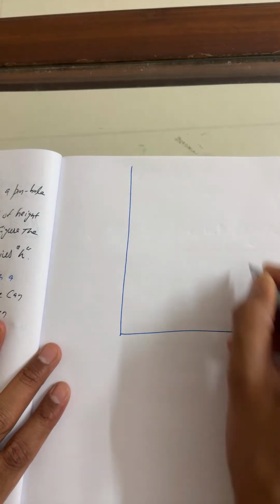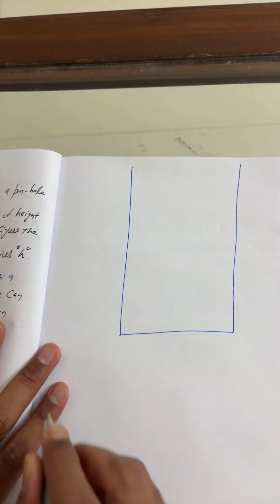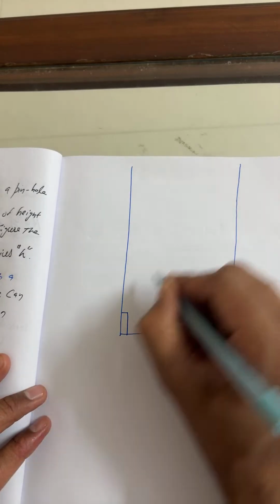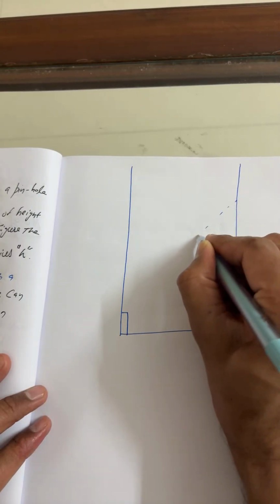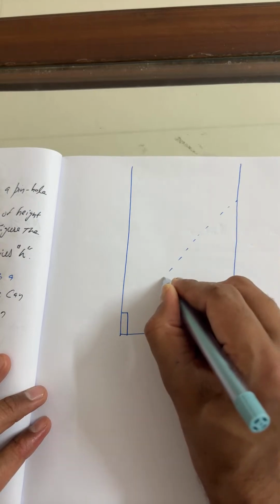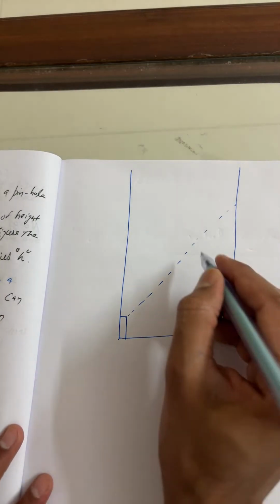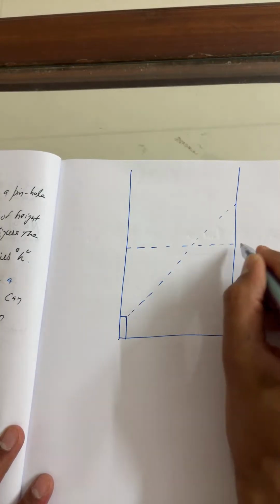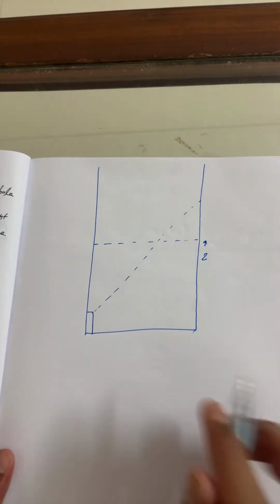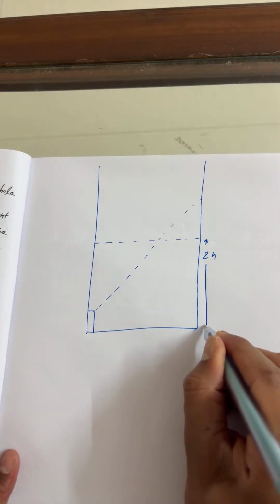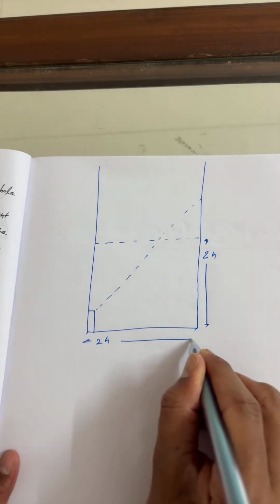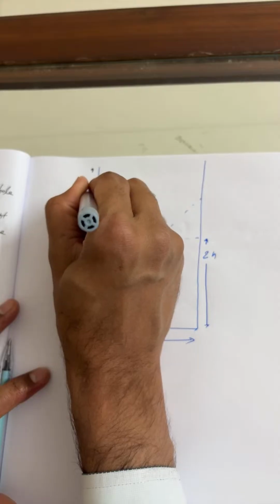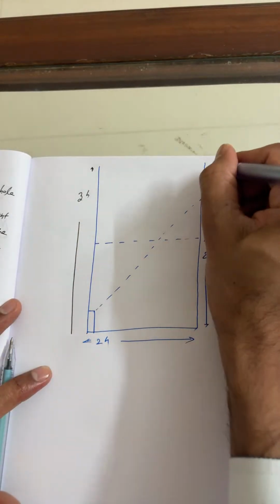This height is how much mentioned? 3h. I can say water is filled up to here. This is the condition, so you can take this condition into consideration. What is the geometry for this question? This is 2h. This remains 2h. The entire length of the container is 3h, so this is 2h here. You can see easily.